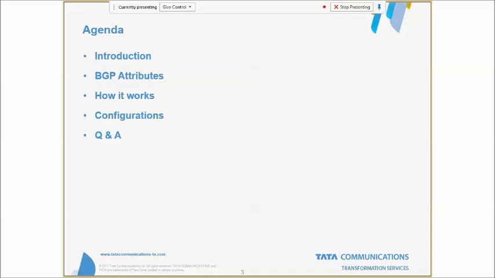The agenda we're going to discuss today is introduction, BGP attributes, how it works, followed by configurations and Q&A. So if you have any questions, please note them down and we'll try to discuss them at the end of the session.